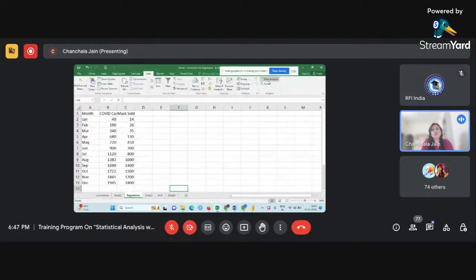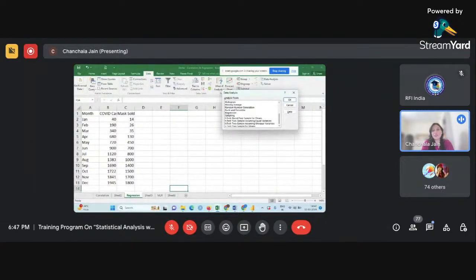Now moving ahead and talking about how we can apply regression. You need to go to the Data tab and find Data Analysis. Click on this and scroll down. All the tests are listed alphabetically, so you need to scroll down to find regression, and then press OK.